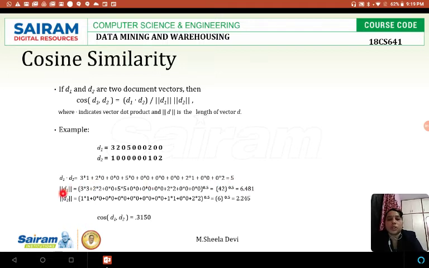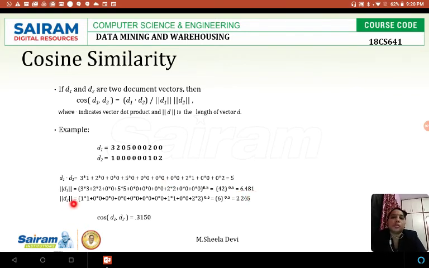Next we have to calculate the modulus of d1. You multiply each value with itself, sum them, and take the power of 1 by 2, which is 0.5. So 3 into 3 plus 2 into 2 plus 0 into 0 plus 5 into 5 plus 0 into 0 plus 0 into 0 plus 0 into 0 plus 2 into 2 plus 0 into 0 plus 0 into 0, power of 0.5, that is 1 by 2, which is equal to 6.481.